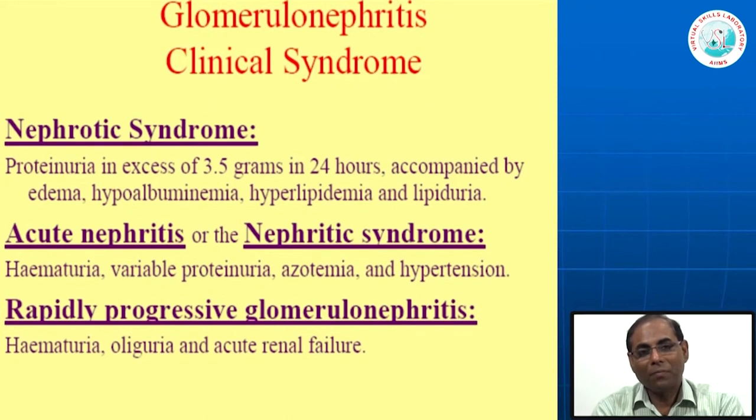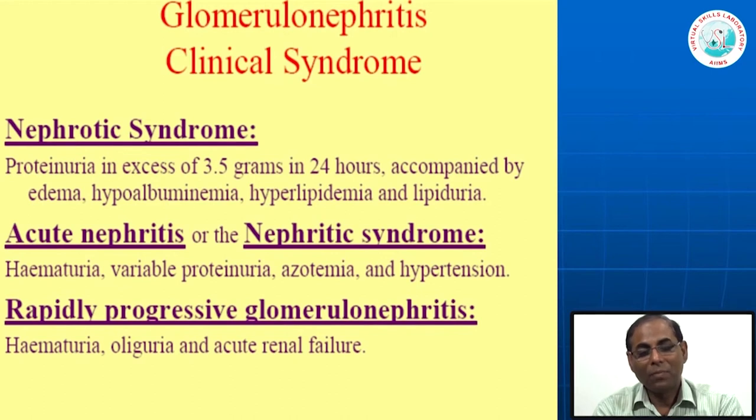The clinical presentation of glomerulonephritis can be as a nephrotic syndrome, as acute nephritis or nephritic syndrome, or as rapidly progressive glomerulonephritis, which is sometimes called a rapidly progressive renal failure kind of presentation. Nephrotic syndrome is typified by heavy proteinuria, 3.5 grams in 24 hours. It is accompanied by generalized edema, hypoalbuminemia, hyperlipidemia, and sometimes lipiduria. These are the typical features with which nephrotic syndrome patients present in the OPD.